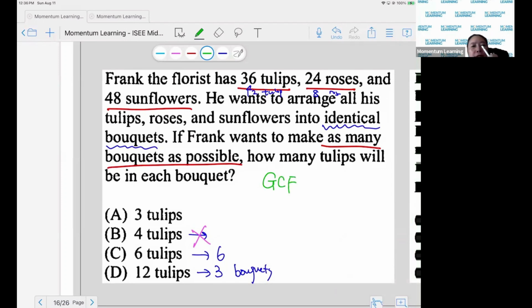You learned the LCM, least common multiples, and here we need to find the greatest common factor. What is the greatest common factor between 36, 24, and 48? That is 12. So the greatest common factor gives you how many bouquets? We have 12.